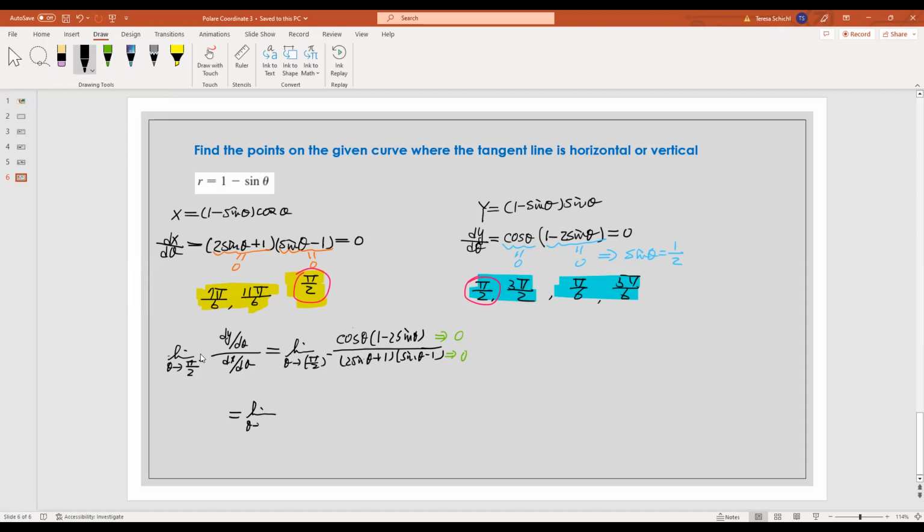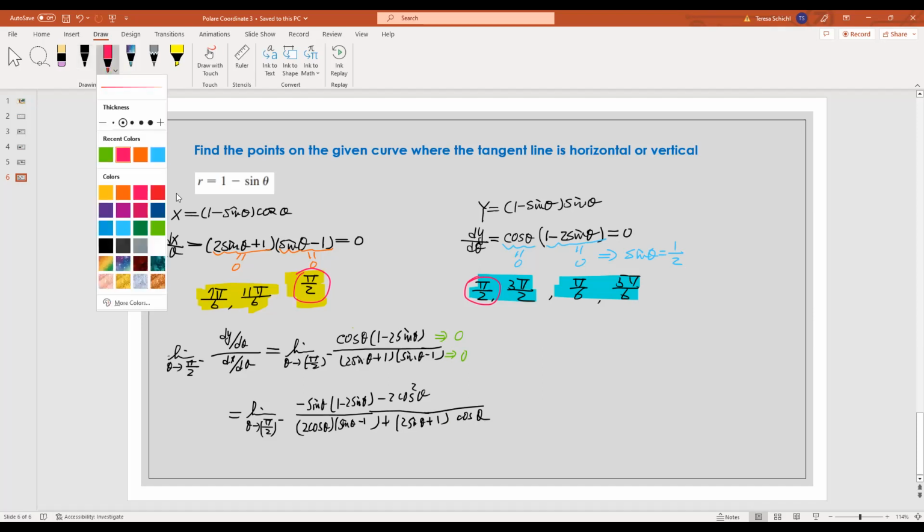So I say the limit as theta approaches pi over 2 from the left-hand side. Okay, let's do L'Hopital's rule. That means I take the derivative of the top. By the product rule, it's sine theta times 1 minus 2 sine theta, then plus, the derivative of minus 2 sine theta is minus 2 cosine theta, so it's a minus 2 cosine squared theta. Then the bottom will be 2 cosine theta times sine theta minus 1, plus 2 sine theta plus 1 times cosine theta. So you use L'Hopital's rule from here to here, right?